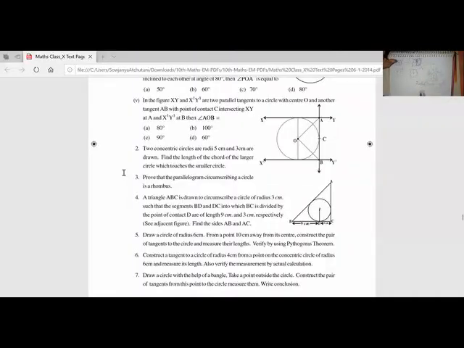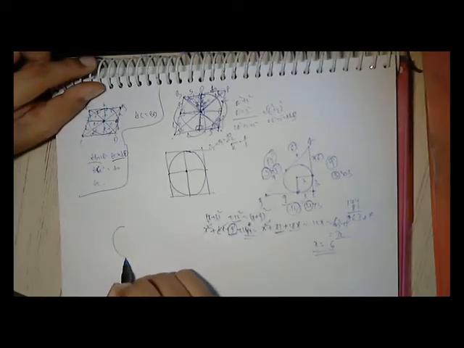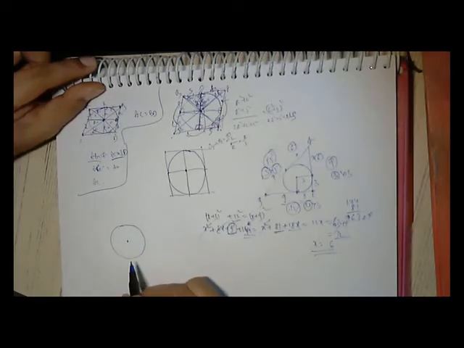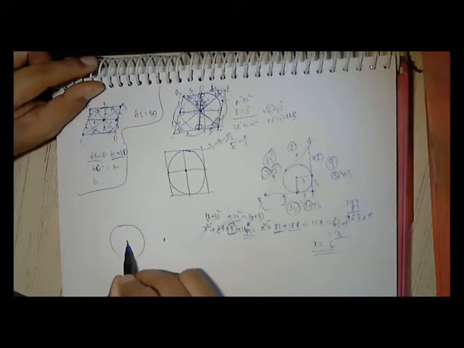Let us see the next problem. Draw a circle of radius 6 centimeters. From a point 10 centimeters away from its center, construct tangents to the circle, measure the length and verify using Pythagoras theorem. So 6 centimeters, 10 centimeters, and what is their length? So this is a 6 centimeter circle. So this is 10 centimeters from here. So this is 6, this is 10.